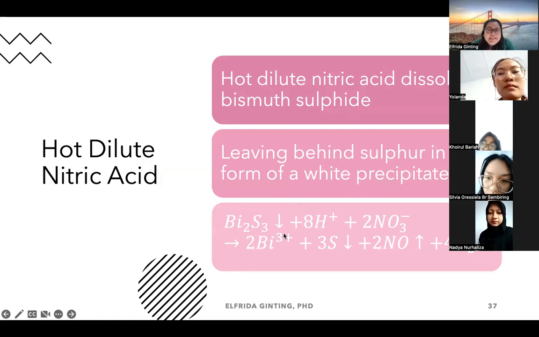But in this case, there is still another precipitate that came out from this reaction, which is sulfur. The bismuth itself is already dissolved, but the sulfur is still a white precipitate. And we still have nitrogen oxide gas released from the reaction. So hot dilute nitric acid will dissolve bismuth, but in the reaction, it will still have a precipitate, which is not due to the bismuth, it is due to the sulfur.